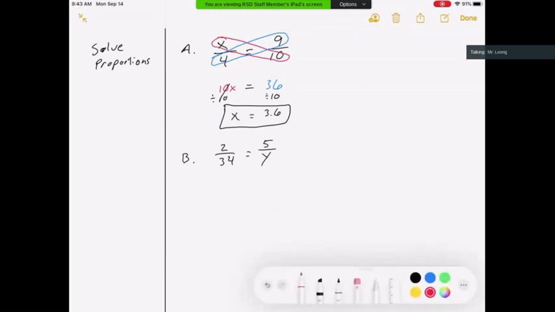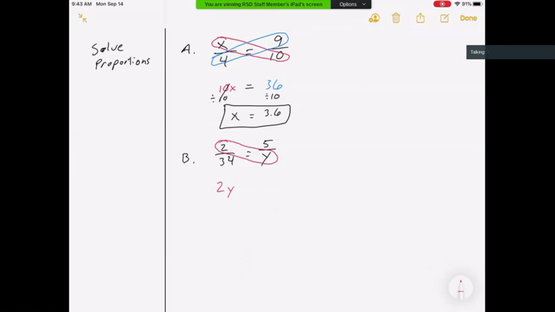All right, so again, I like to do the variable first. So I'm going to say 2 times y, which is 2y, is equal to, see, equal stays same place, 34 times 5. Now, I don't know off the top of my head, so I'm going to use a calculator. I'm going to put 34 times 5 in my calculator. I get 170.